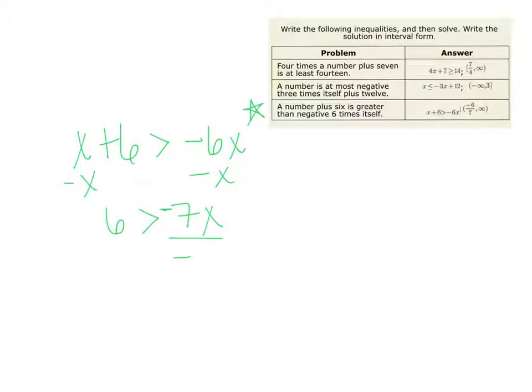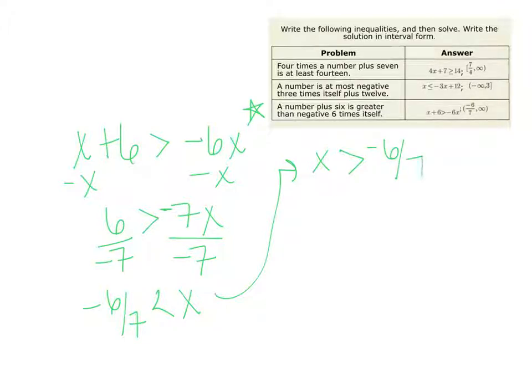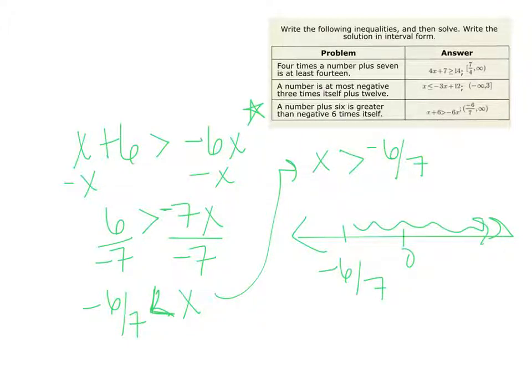I need to divide by -7, and when I divide by a negative number in inequalities, it means I need to reverse the inequality. So I'll still have -6/7, but now instead of being greater than, I will have less than x. I like to rewrite this as x is greater than -6/7. Notice the sign is still pointing towards the -6/7. So if x's are greater than -6/7, we know we want them to be up in here, open circle. So that would be -6/7 to positive infinity.